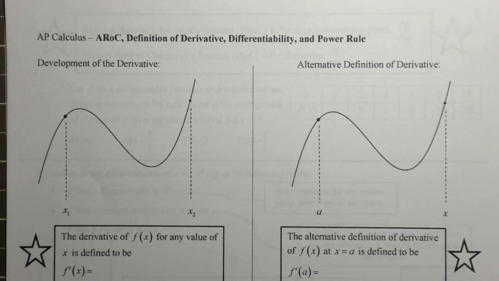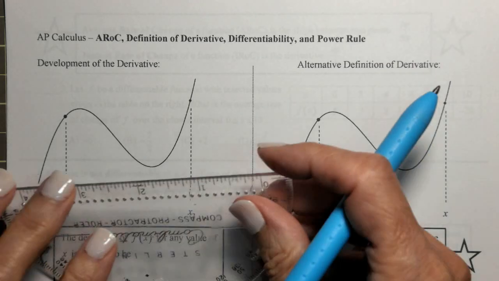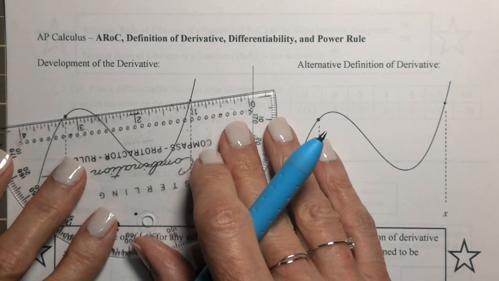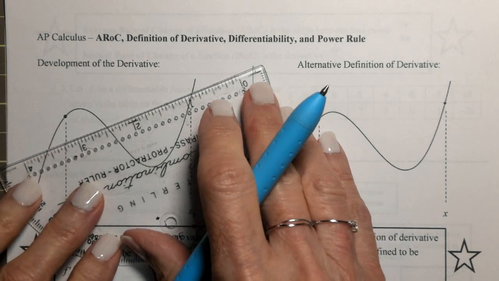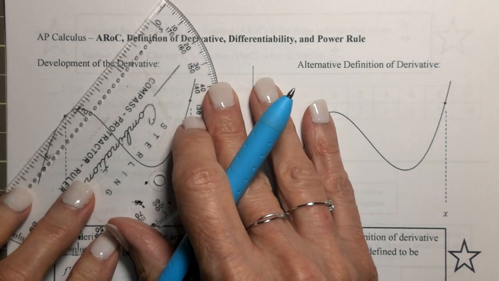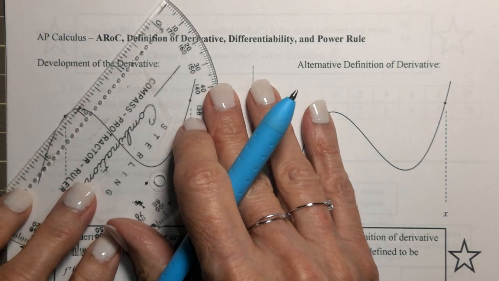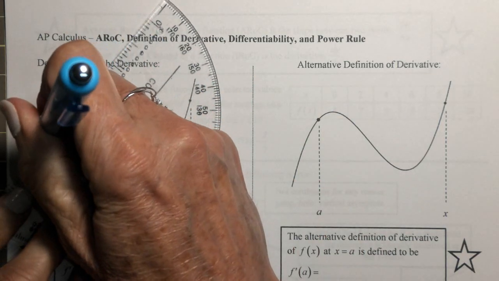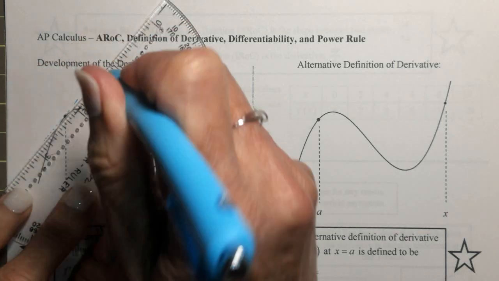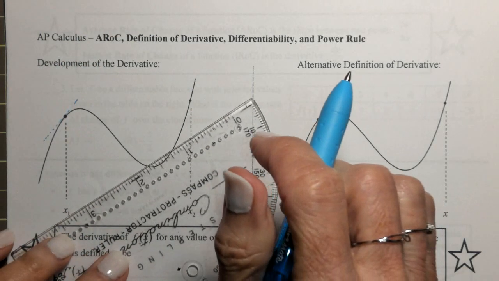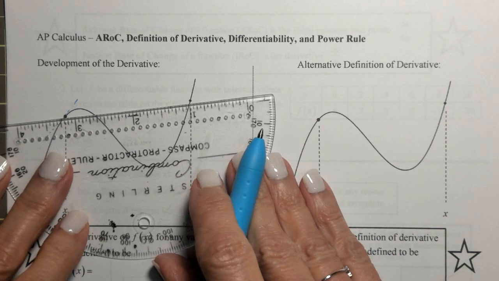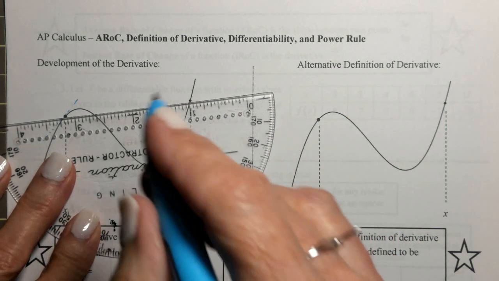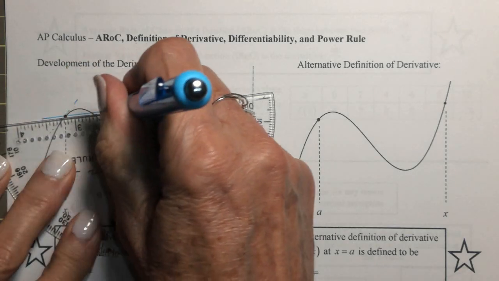So I'd like to develop the definition of derivative. Derivative means the slope of the tangent line. I would like to get the slope of the tangent line right here. I want the slope of that line. To get there, I'm going to begin with the line between these 2 points right here.